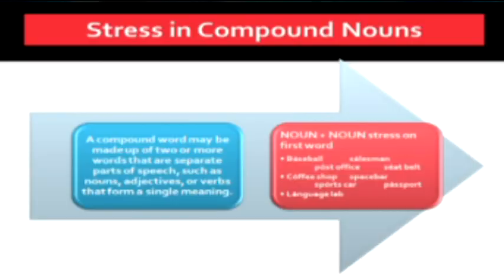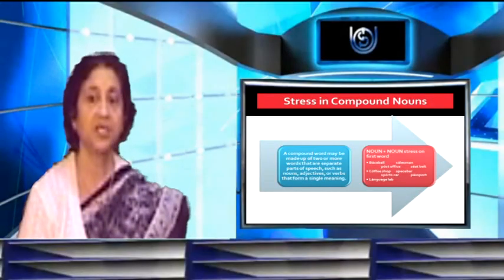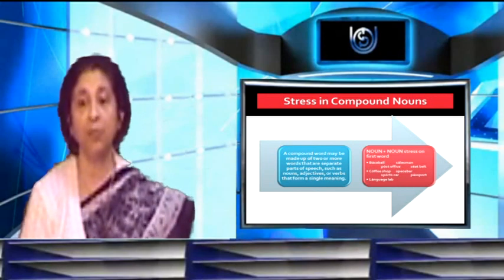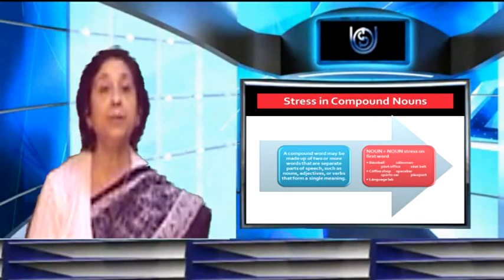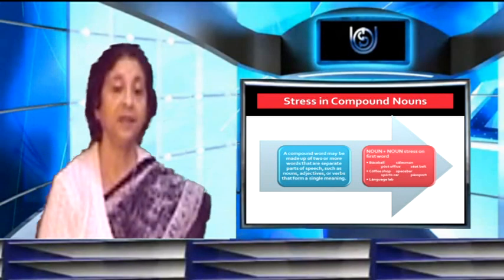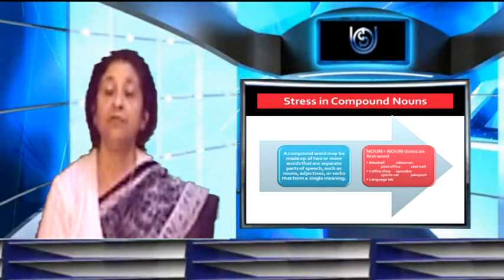Now stress in compound nouns. Try to understand, in compound nouns also the stress is changed. What do you mean by compound nouns? A compound word may be made up of two or more words that are separate parts of speech, such as two nouns, adjectives, verbs, or nouns, to make a single meaning. Noun can also be two words with a single meaning, one word. Or it could be noun and verb also.